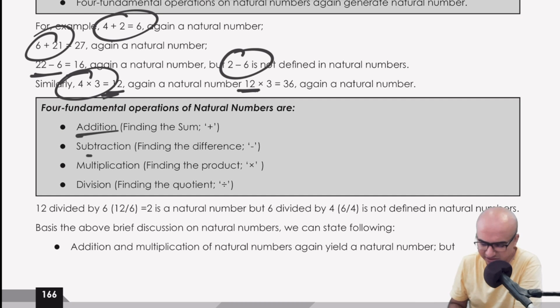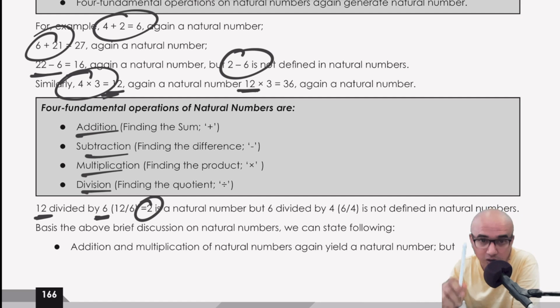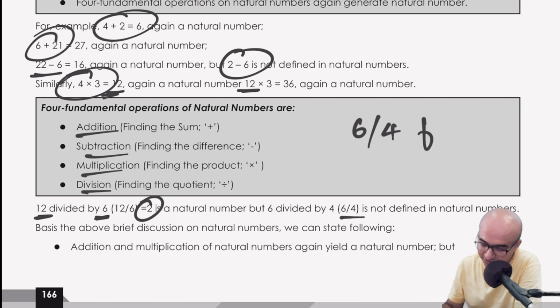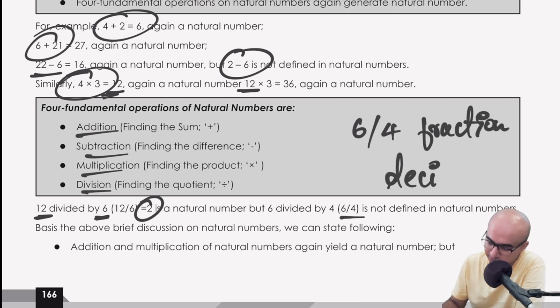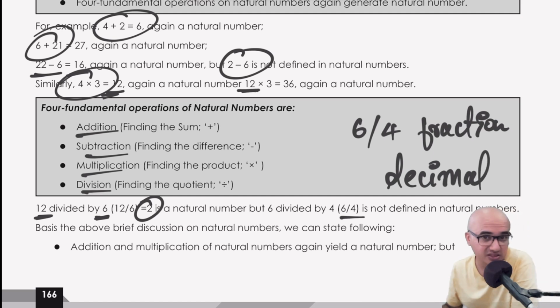We can do addition, subtraction, multiplication and division. For example, 12 divided by 6, obviously it will result in a natural number, whereas not all division, not all subtraction will lead to natural numbers. For example, 6 divided by 4 is not a natural number because it results in a fraction, or in other words, decimal. When that is the case, we are going beyond the definition of natural number.